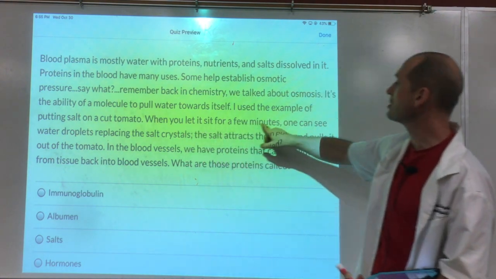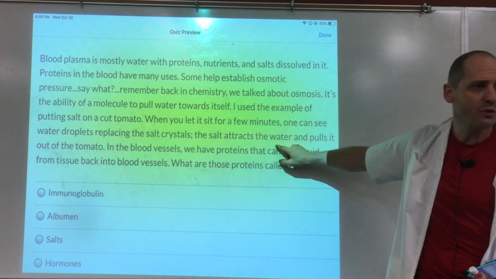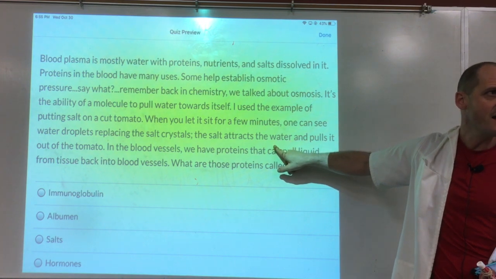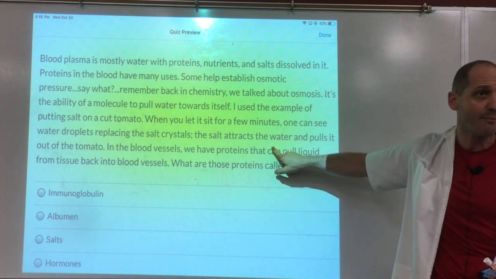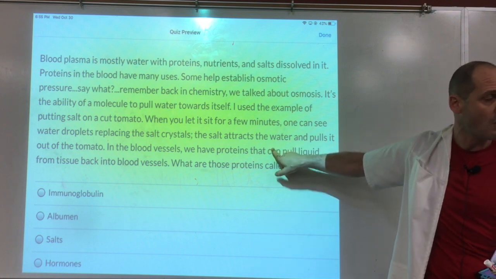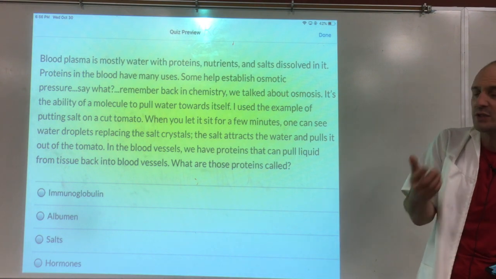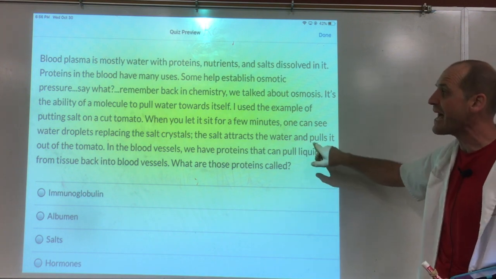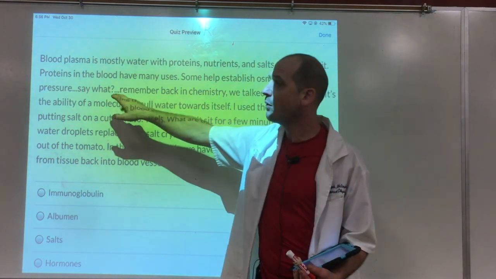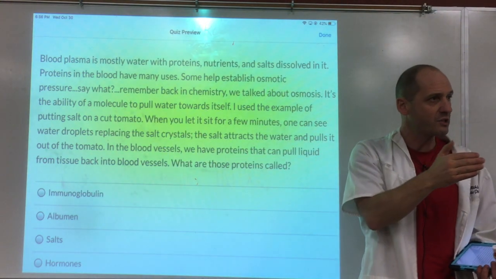When you let the salt sit on the tomato for a few minutes, you can see the water droplet replacing the salt crystals, because the salt is a solute and it's pulling the water out. If the tomato on the inside were saltier than the salt crystal you put on it, nothing would happen; the salt would drag the water into the tomato. But salt crystals are very dense, so the water comes out as they pull it out. And so that's osmosis. Water follows solutes, so the water is pulled by the solutes.